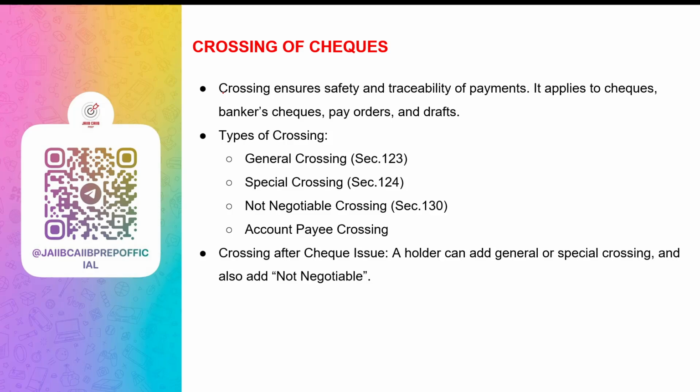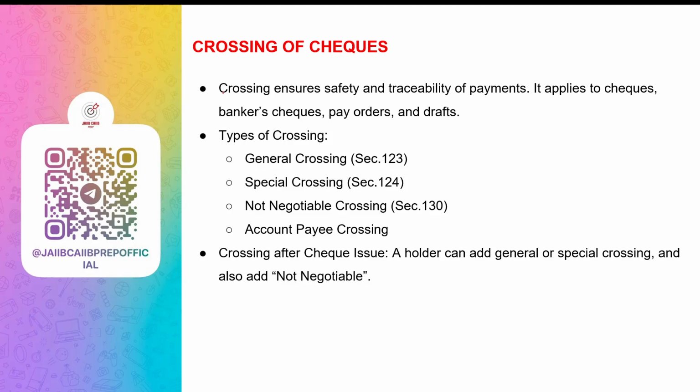General crossing is where two parallel lines are drawn on the front of the check. Sometimes words like and company or not negotiable are also written between the lines. This means that the check can only be deposited in a bank account, not cashed directly. Second is special crossing. Special crossing is where the name of a particular bank is written across the check along with the two lines. This means that the check must be paid only to that specific bank. For example, if the check says State Bank of India, then only State Bank of India or its collection agents can collect it.